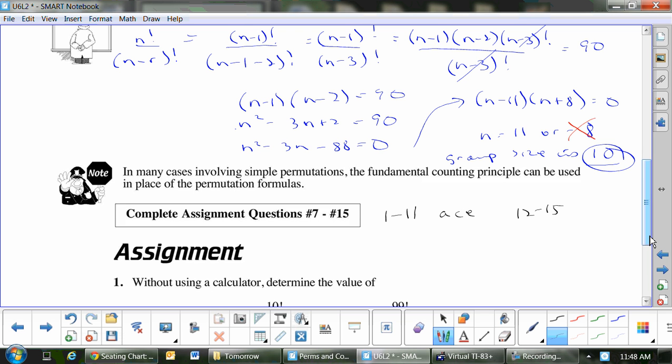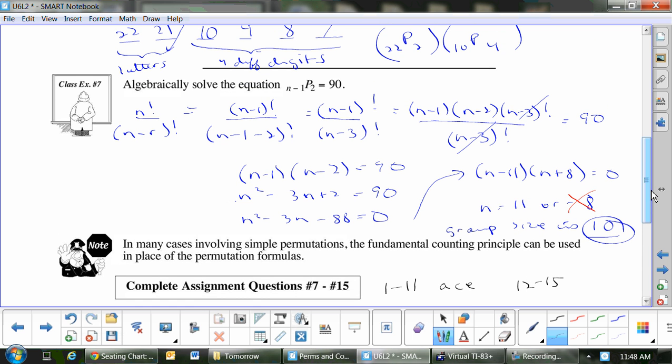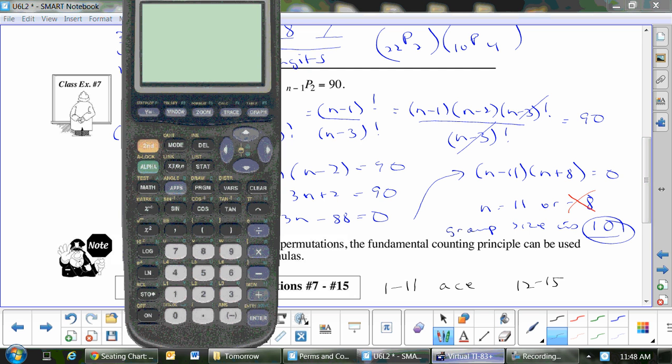Now, I do want to show you how you can. Now, this is a skill that many of you would have to acquire if you want to get 100 on the diploma, but your calculator can solve this one for you. So in Y1, put the left side, I put it in brackets actually, x minus 1. Go to math, P, 2. And in Y2, put in 90.